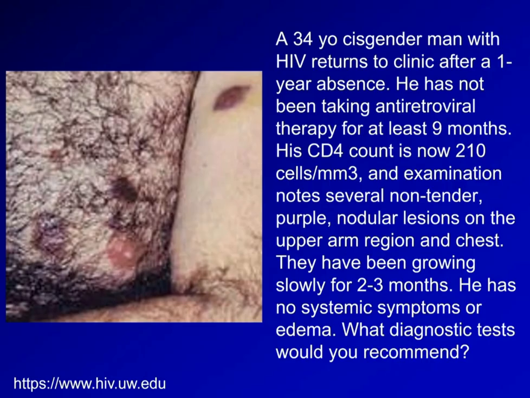So we'll take this question. HIV patient returns to clinic after 1 year absence. He has not been taking his ART the last 9 months. His CD4 count is 210. Examination notes several non-tender purple nodules on the upper arm and chest area. They've been growing slowly for 2 to 3 months. He has no systemic symptoms or edema. What diagnostic test would you do?